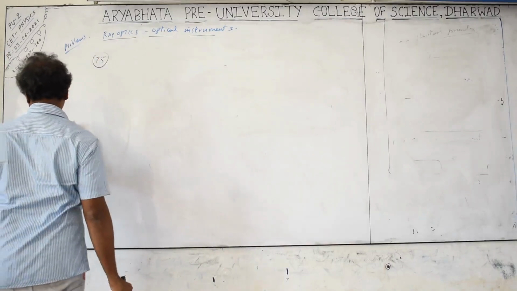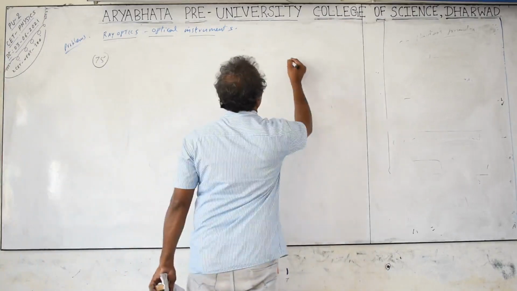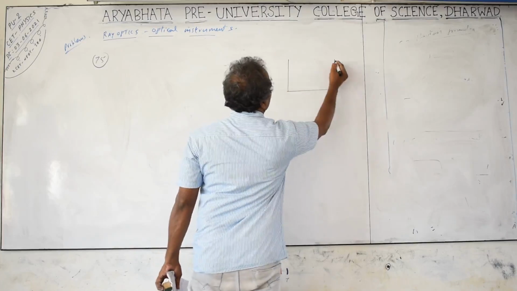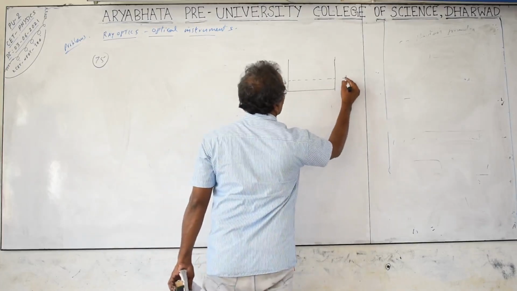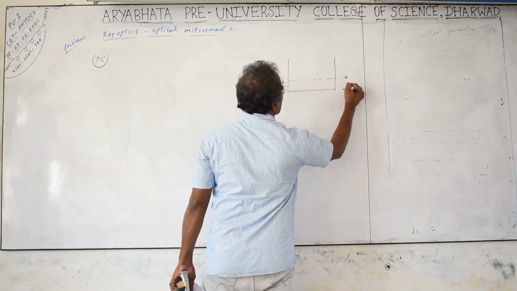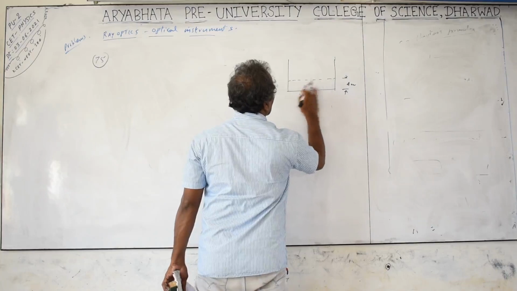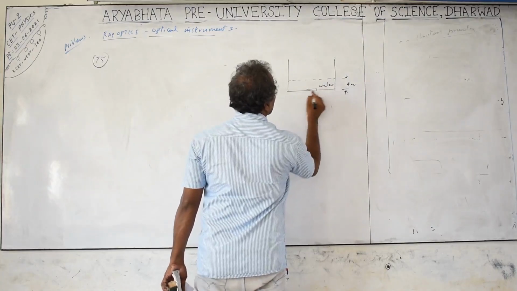Question 75: A coin is at the bottom of a water column of depth 4 centimeters. One jar container you have taken, in that water is taken up to a depth equal to 4 centimeters. This is the water. And one coin is kept here at the bottom.